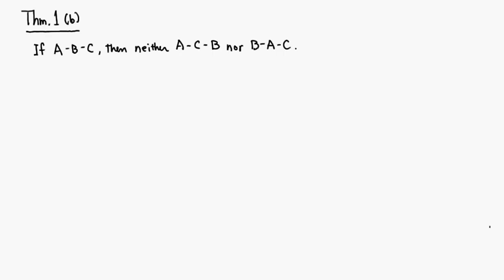Alright, let's look at Theorem 1, Part B. It says this: if B is between A and C, then neither C is between A and B, nor A is between B and C. Since proving that C is not between A and B, and that A is not between B and C, are very similar, I'm going to do only one of them.